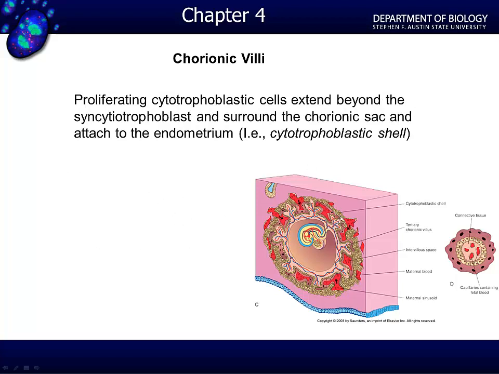So here we're looking at our cytotrophoblastic shell. It's going to completely surround our chorionic sac. And these cells are also going to form a much firmer attachment to the endometrium. This is going to hang on very tightly, and that again is going to be the foundation of our placenta.